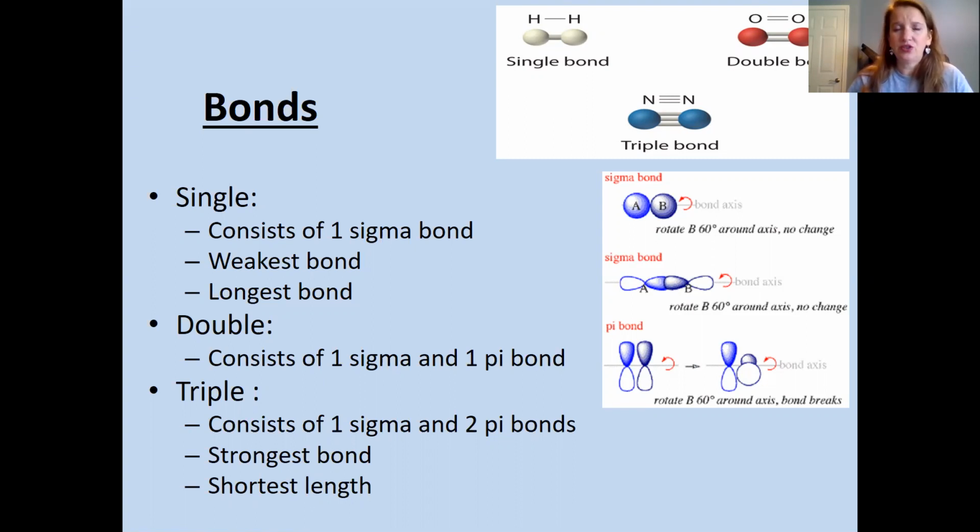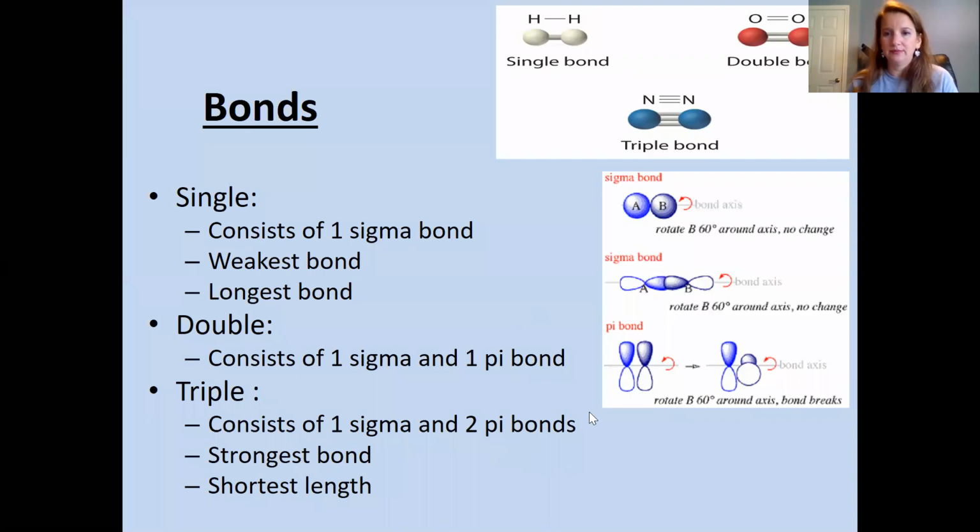So a single bond is just where you have the one line connecting the two atoms. So you have a single line between the two atoms, and because it's just a single line, it's just one bond, it's going to have one sigma bond. This is going to be the weakest of all of them because it's just one pair of electrons holding those two atoms together, and it's the longest bond. As we add more bonds, the bond between those two atoms gets shorter.